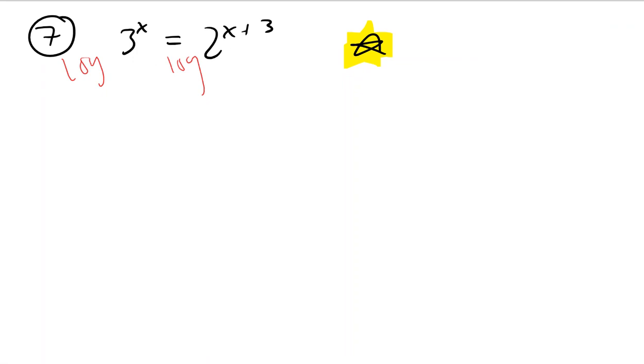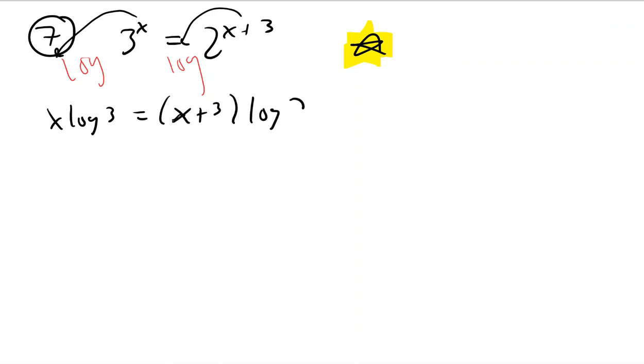Now, the reason why you want to do this is because of the power rule. X is an exponent on something I'm taking the log of, so he can come down out front. X plus 3 is an exponent on something I'm taking the log of, so I can bring him down out front. And I still got several steps to go, but at least it's not an exponential equation anymore. My x is not stuck up in the exponent.